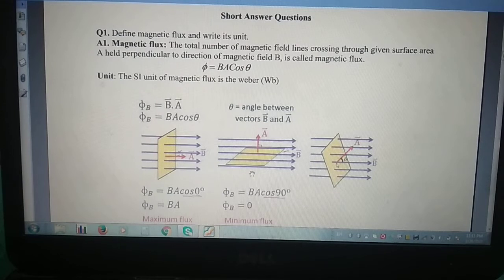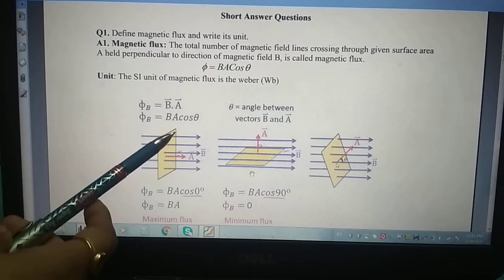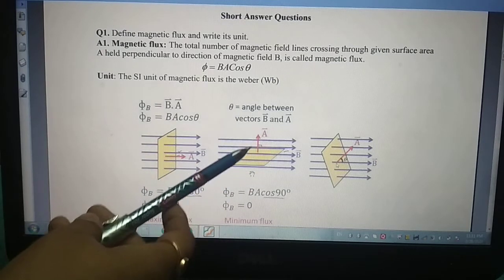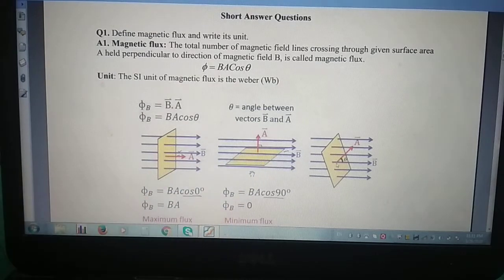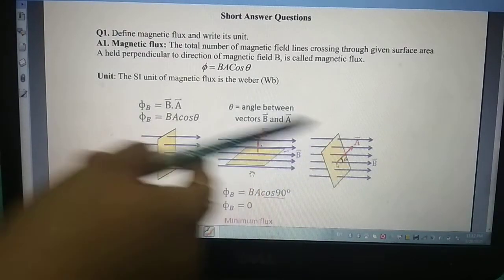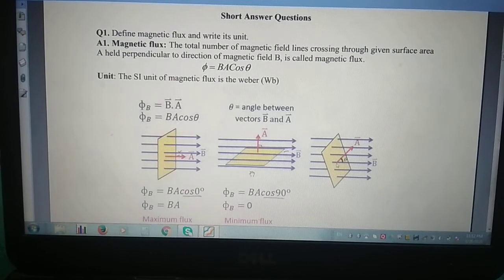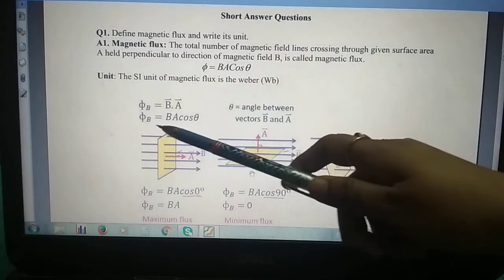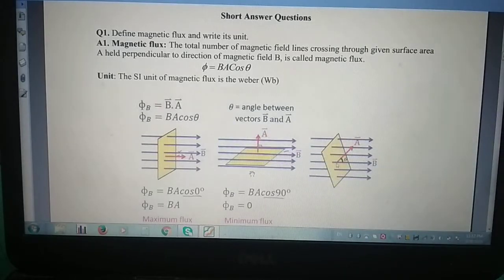Now these are the cases where in the first, area A is perpendicular to B, and in the second case area A is parallel to the direction of B. But there may be a third case also. In some cases the area A and B are neither parallel nor perpendicular. Instead, they have some angle between them. If we take this angle as theta, then we simply write the formula phi = BA cos theta. Now we can see very clearly that one is the maximum value of flux and the other is the minimum value of flux.